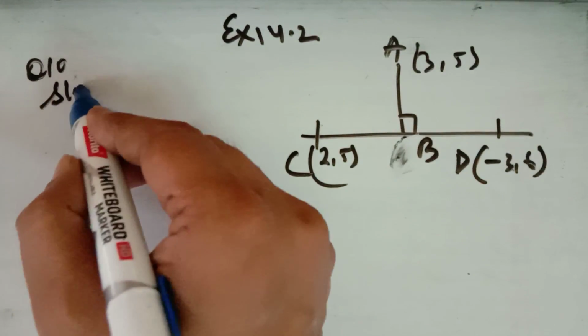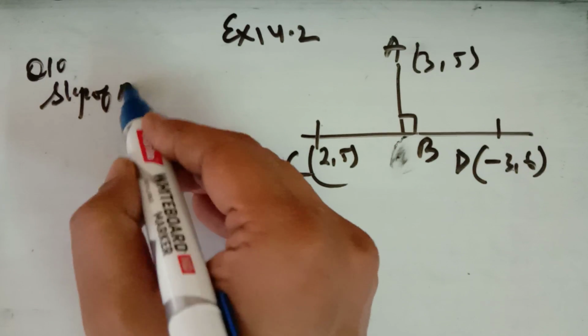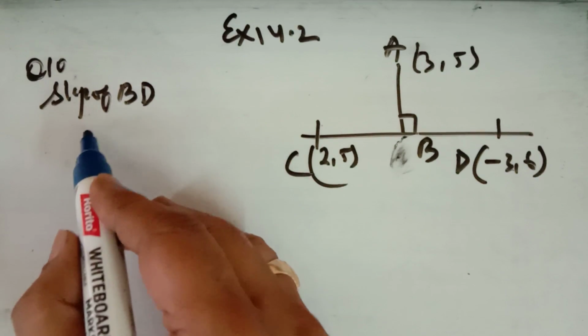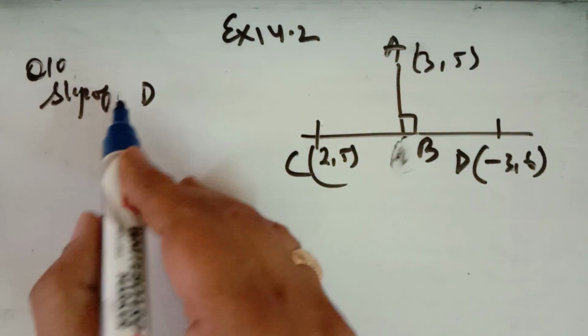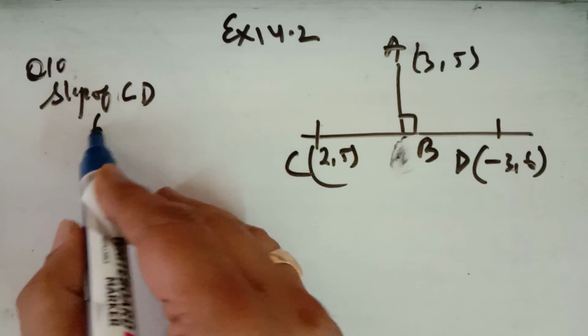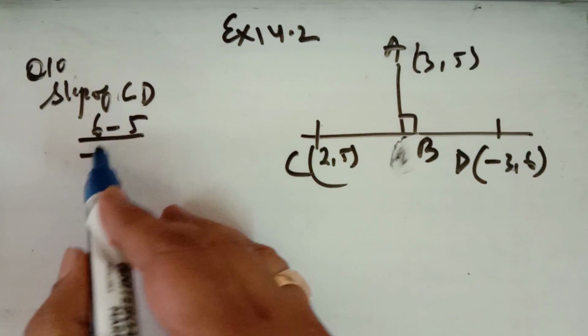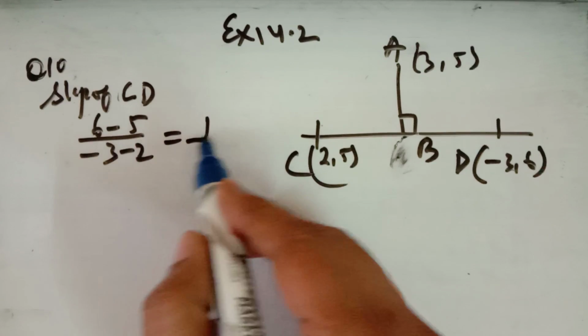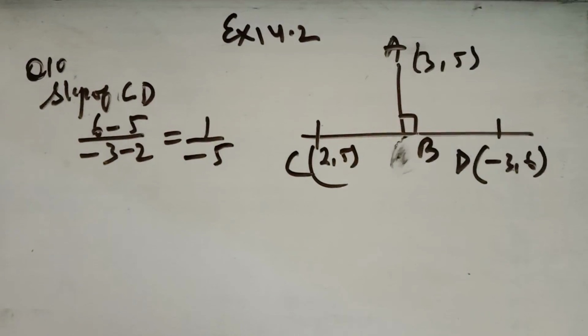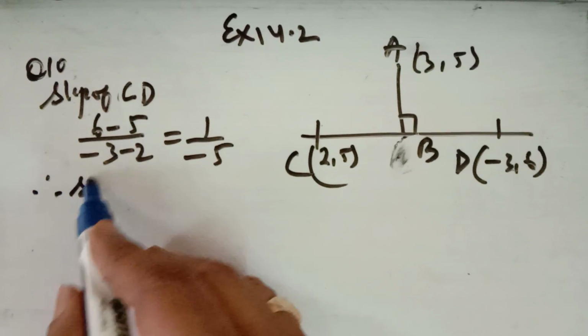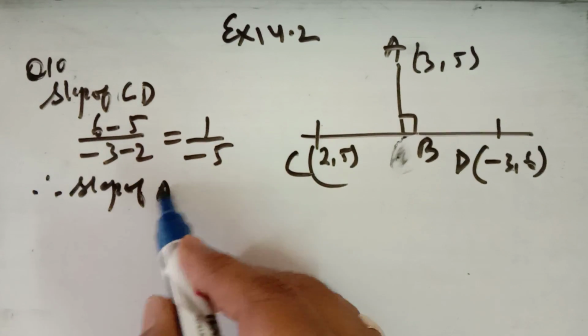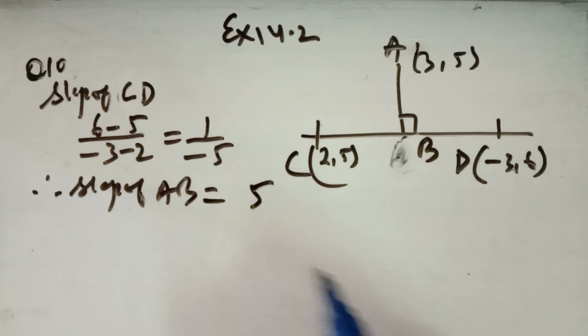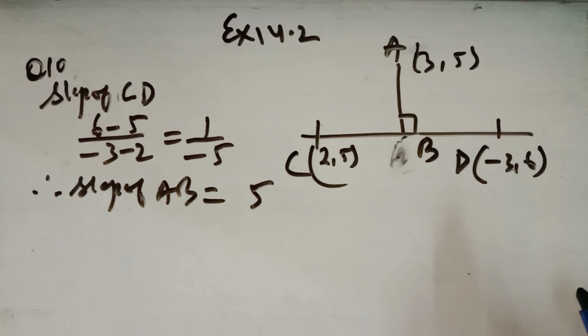So first of all, find the slope of the line CD, which is (y2 minus y1) upon (x2 minus x1), which is coming out to be 1 upon minus 5. And therefore the slope of AB will be the negative reciprocal of this, because when two lines are perpendicular, the product of their slopes is equal to minus 1.